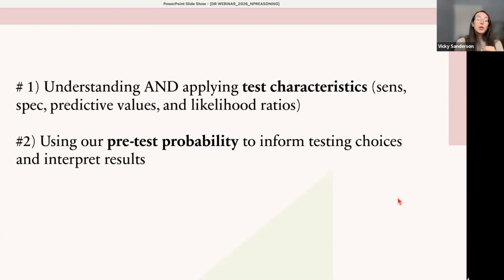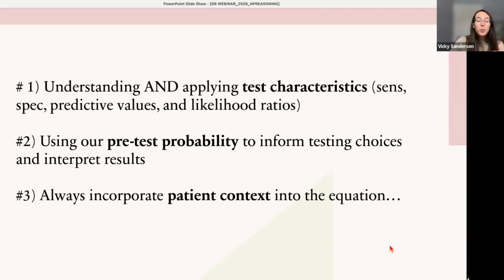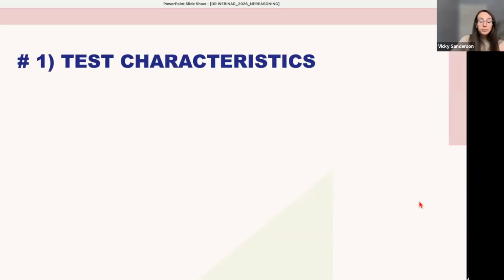Next, we always have to incorporate our pre-test probability of disease to inform appropriate testing choices, but also to help us interpret negative and positive test results. And last, we always have to remember to ground ourselves in patient context. So, does this result make sense for that person that I just evaluated? So, diving a bit deeper into it, without going too in-depth over our test characteristics, a quick recap, right?